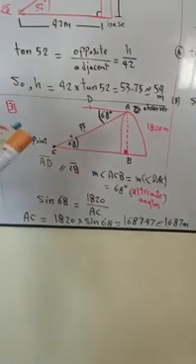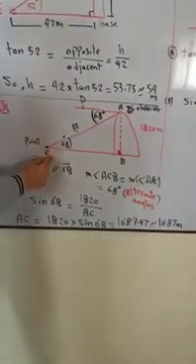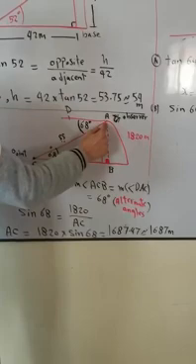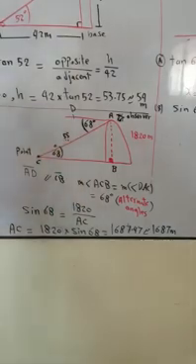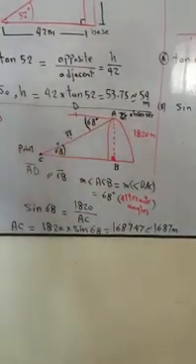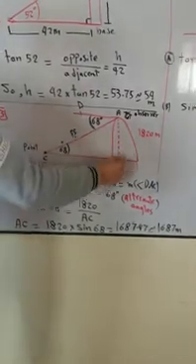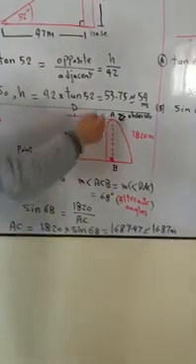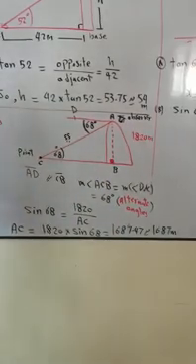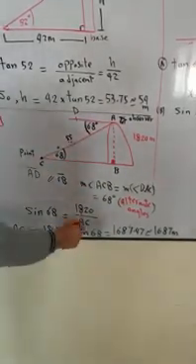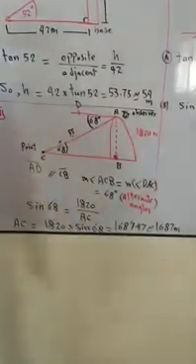How can I find the distance between the point and the observer? The point here is C, and the observer is A. How can I find AC? AC here, in triangle ABC, is the hypotenuse. Look, what is the sine of 68? Sine of 68 equals the opposite side over the hypotenuse side. The opposite side is AB, the height of this mountain, equal to 1,820 meters, over the hypotenuse AC. How can I find AC? AC equals 1,820 divided by sine 68.